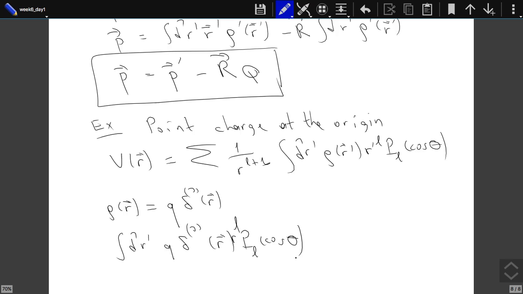So if L is non-zero, you have some positive power of L, so this term is 0. Only for L equal to 0 is this just 1. This is also 1. You have the integral of the Dirac delta over R. So this is equal to Q times the Kronecker delta L0. So only the L equal to 0 multipole is non-zero, and that is the monopole. All the other multipoles are 0 if you have a single charge at the origin.